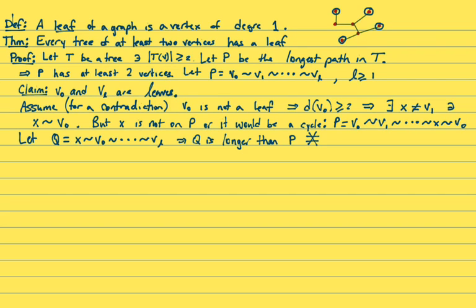So no matter how long the longest one is, if the first one is not a leaf, then there's always going to be a longer one, which means there has to be a leaf. So V naught is a leaf, therefore every tree has a leaf.